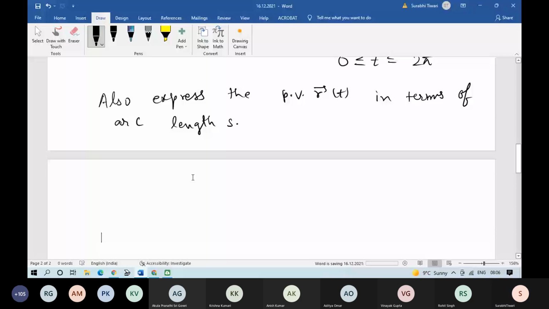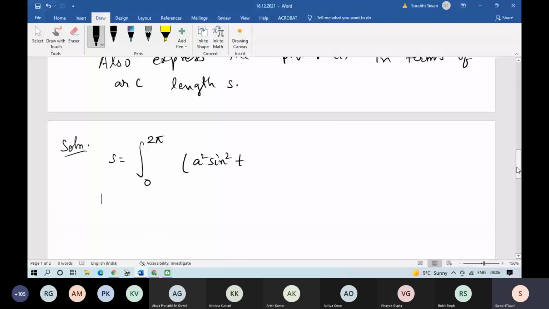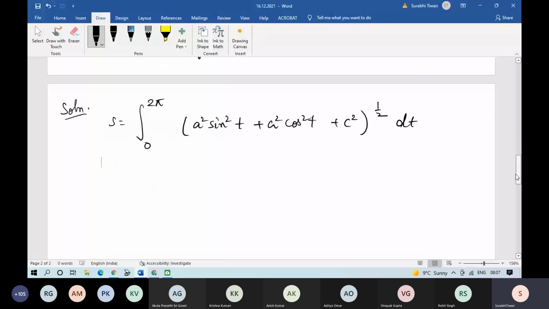Okay, so the solution first. The arc length is the integral from 0 to 2π of a² sin² t, and so on. This is given, so first you find R'(t), and then square it. I am writing it directly. You can find the value of R'(t): this will be minus a sin t i plus a cos t j and plus c k. So a² sin² t plus a² cos² t plus c², to the power half, dt. Calculate it. This will be 2π under root of a² plus c².